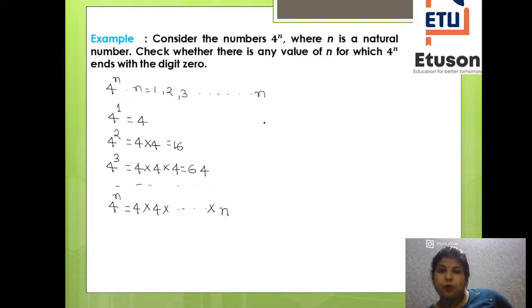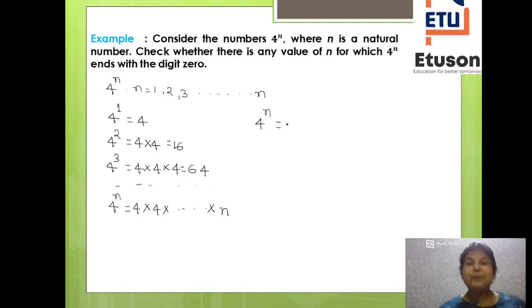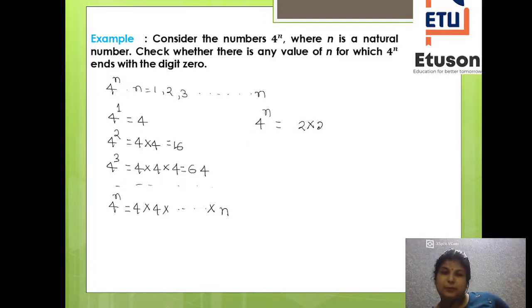Because if you consider the number 4, 4 has only one prime factor, that is 2. Because we know that if you write 4 in terms of its prime factors, that is 2 into 2, and 4 to the power n is 2 to the power 2n. That means 2 is the factor of 4.